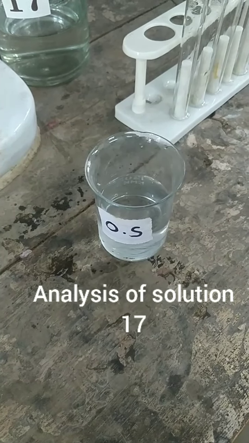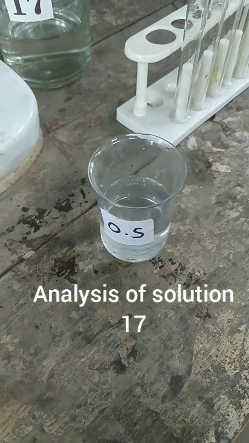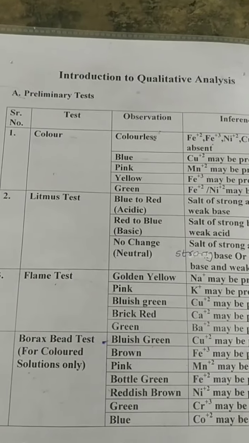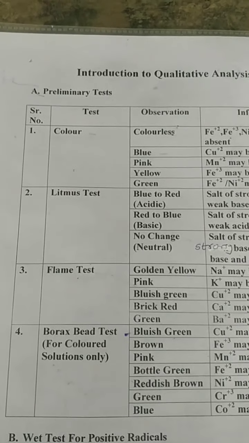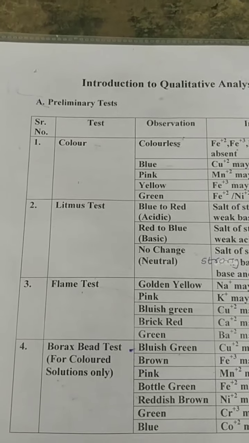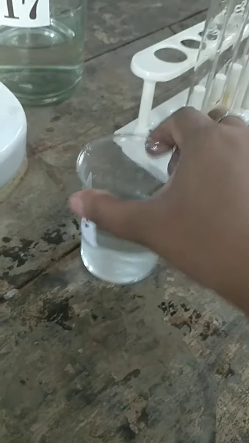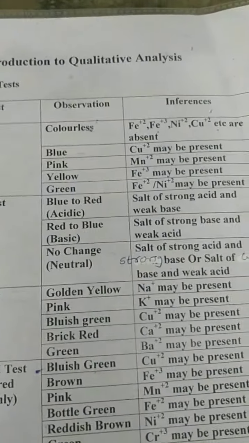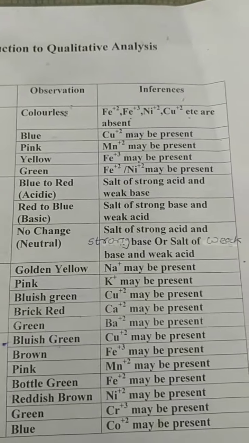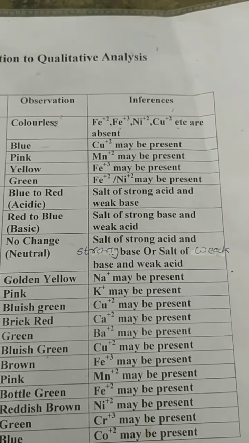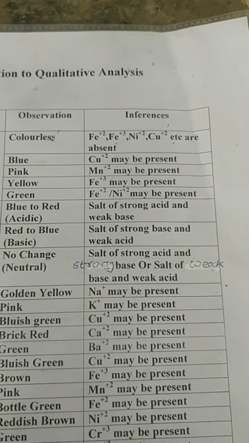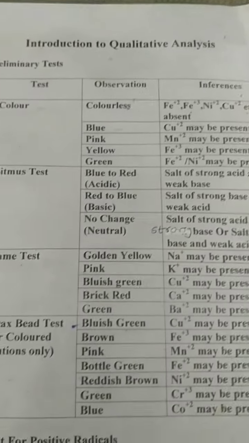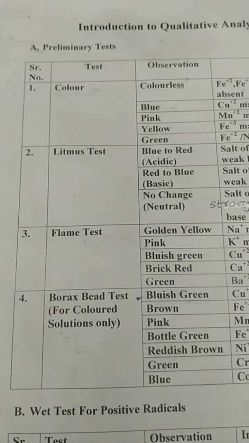Students, today we will do analysis of solution number 17. First we will see the color of the solution, that is our first preliminary test. You can see the OS. Color of the solution is colorless. So we will write in the observation colorless, and in the inference we will write Fe+2, Fe+3, Ni+2, Cu+2, etc. are absent. Then we will see the second test, that is litmus test.